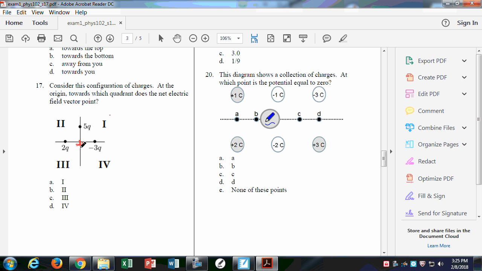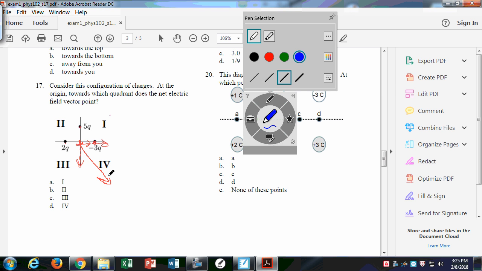And so due to this positive charge up here, it's going to feel a force down and in that direction. Or the electric field is down and in that direction. Due to this negative charge right here, it's going to feel an electric field in this direction. And due to this charge over here, it's going to feel an electric field in that direction. And so the net electric field is going to be in that direction.